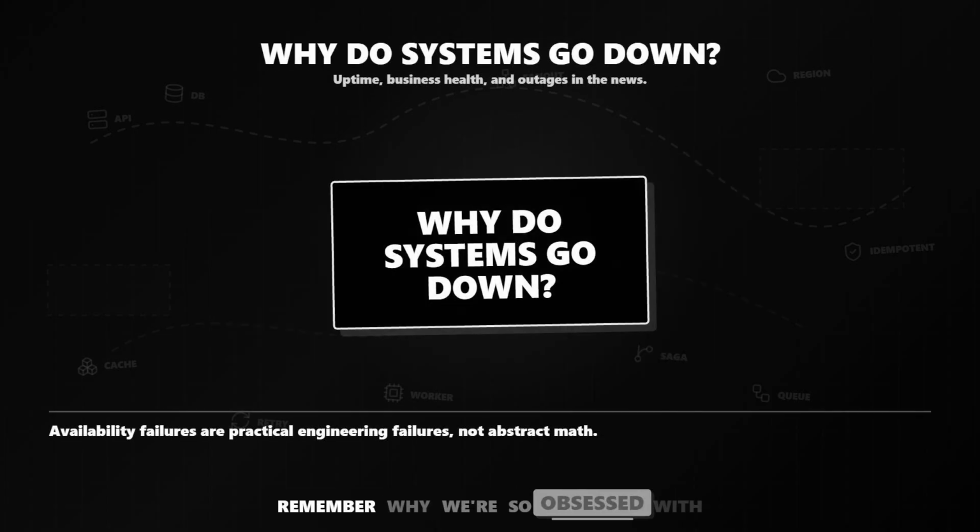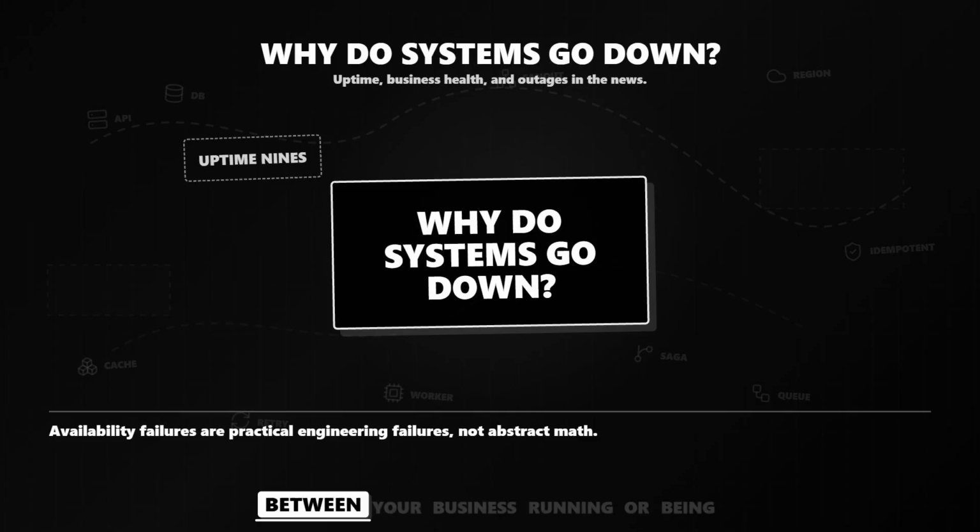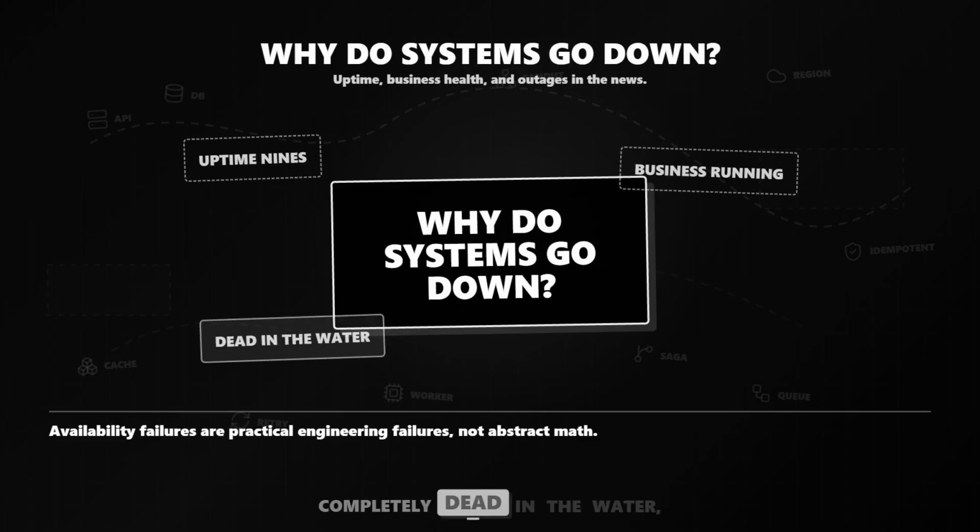Remember why we're so obsessed with this stuff. Those uptime nines we calculate, they aren't just abstract math. They are the literal difference between your business running or being completely dead in the water. Which naturally leads us to an incredibly important question. Why do systems actually go down in the first place?